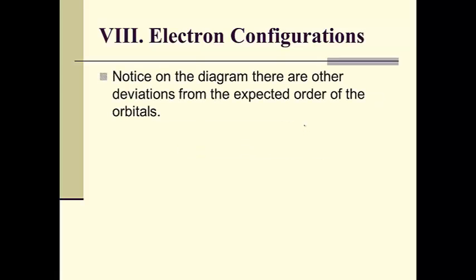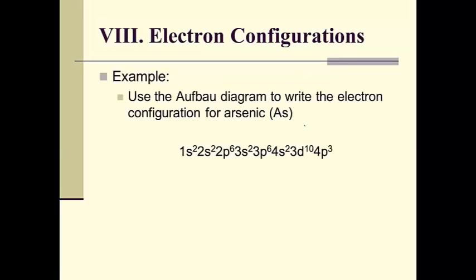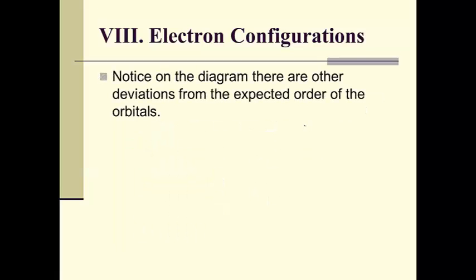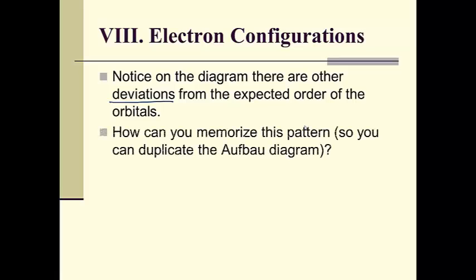Now, notice on the diagram, we expected that it should be going 1s, 2s, 2p, 3s, 3p, then the 3d, then the 4s, then the 4p, etc. You can say, well, I'll just remember that the d's actually come after the s's over there. But there's a couple more places where you get skipping in the order. You get deviations from the expected order. Now, is there a way you can memorize the correct pattern? In other words, so that you can actually duplicate the Aufbau diagram.